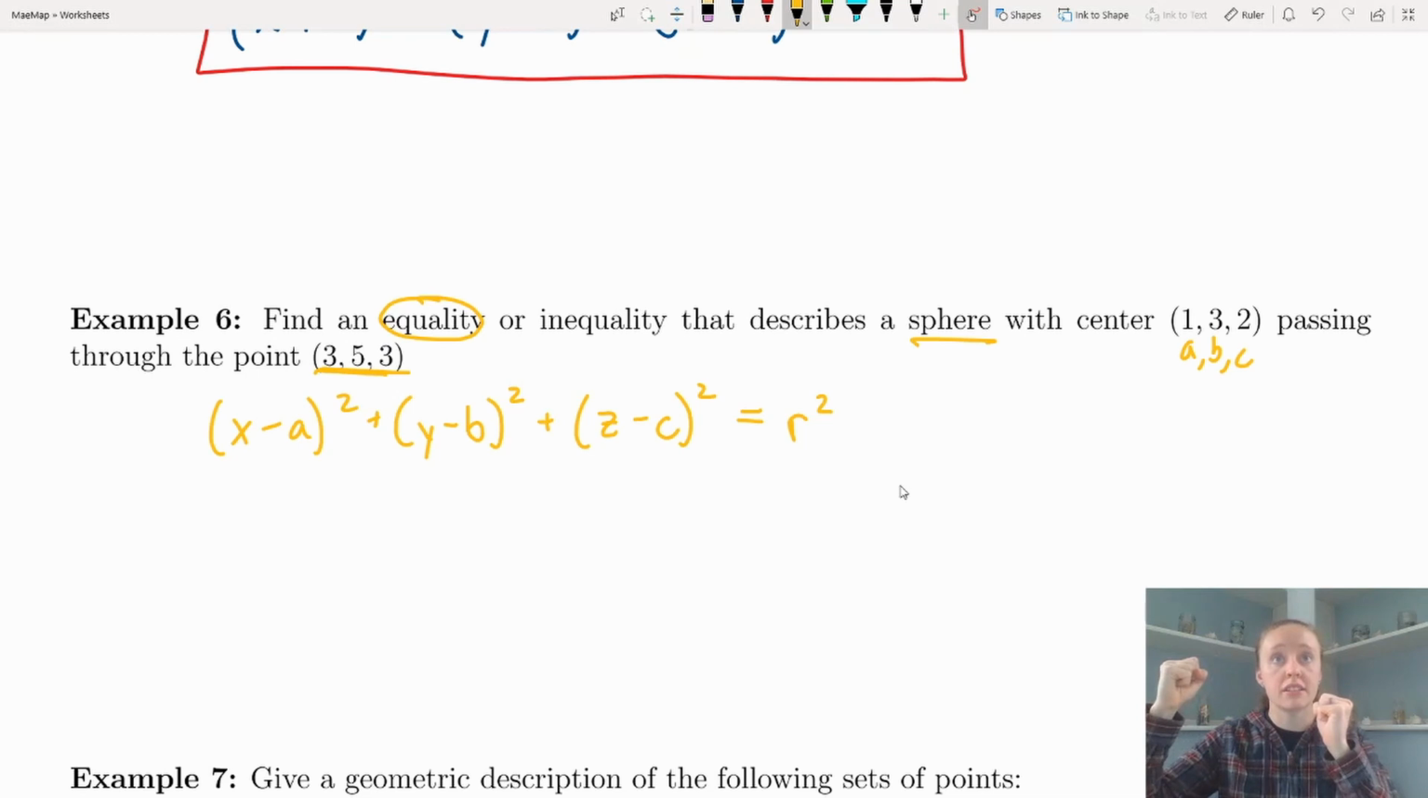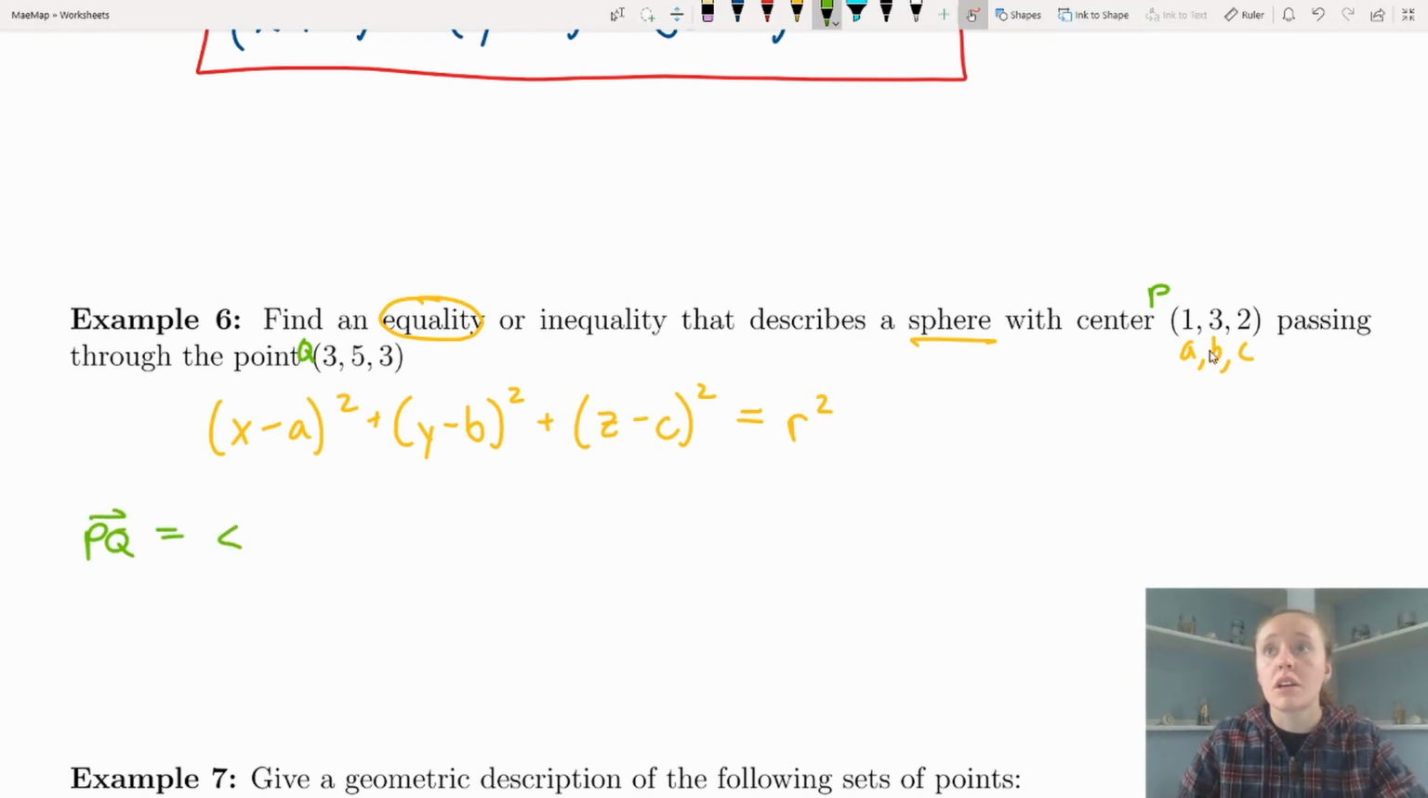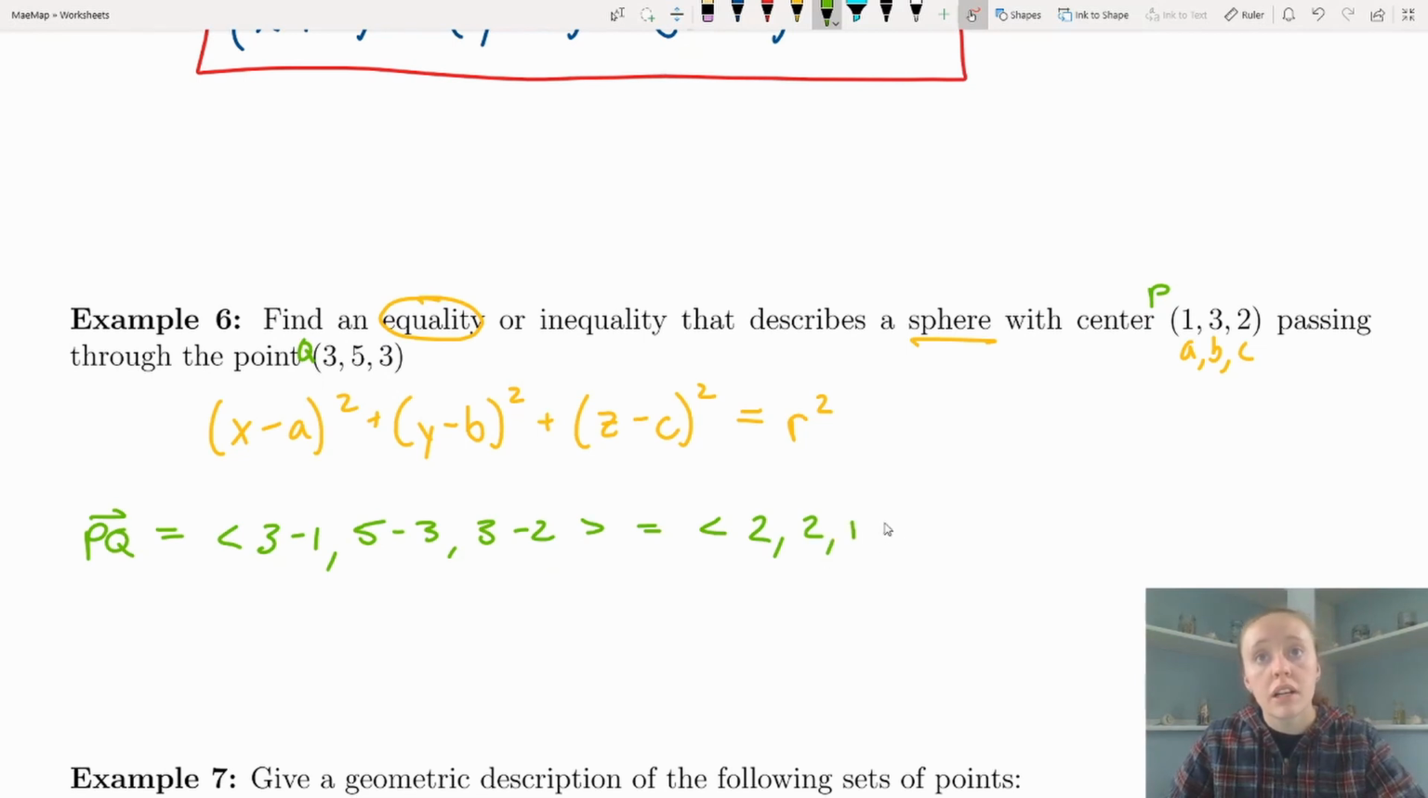Just because we've been working with vectors a lot on this worksheet, let's make this center point P, and let's make this point Q. So if we were to try to find that distance, we want to find the length of a vector. So let's go ahead and make vector PQ and find its magnitude, and that'll be our radius. So vector PQ is going to be head minus tail. So that's 3 minus 1, 5 minus 3, and 3 minus 2. So that gives us 2, 2, and 1.